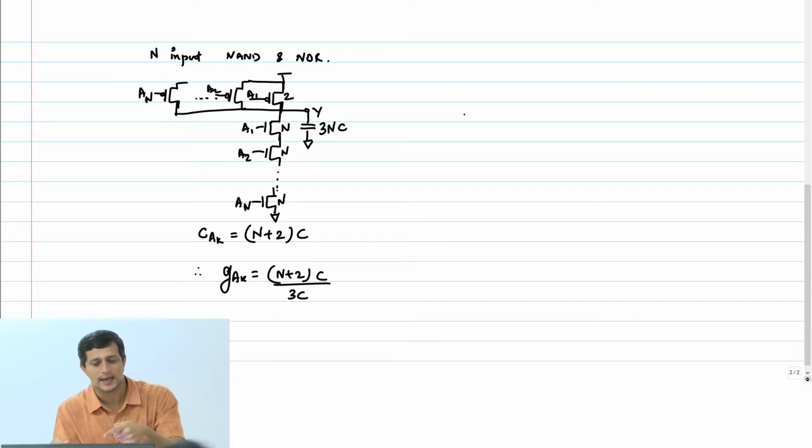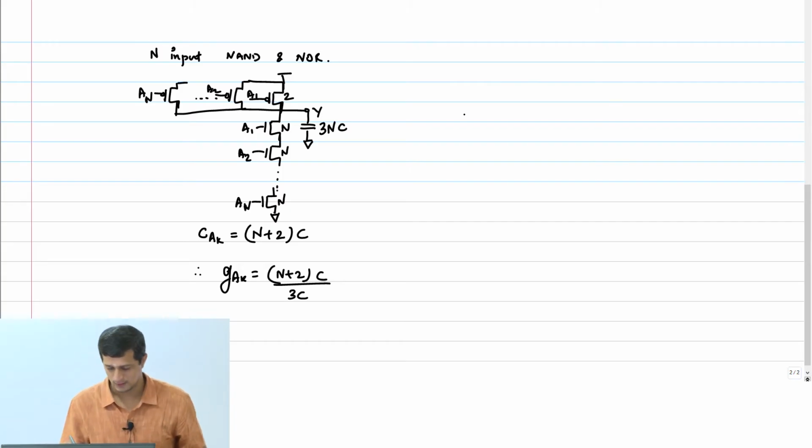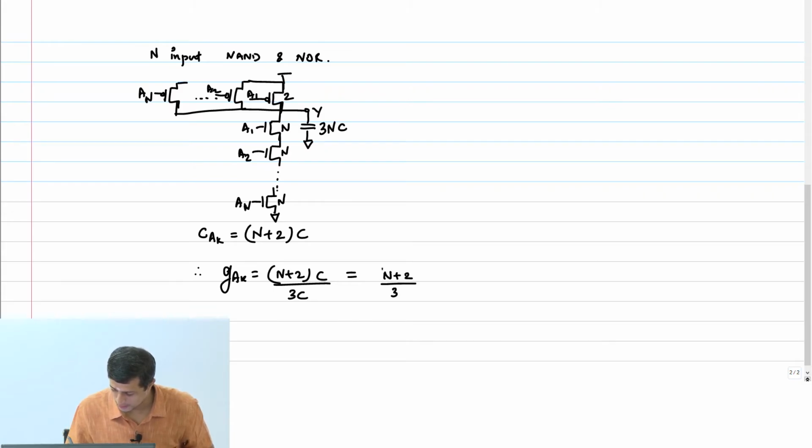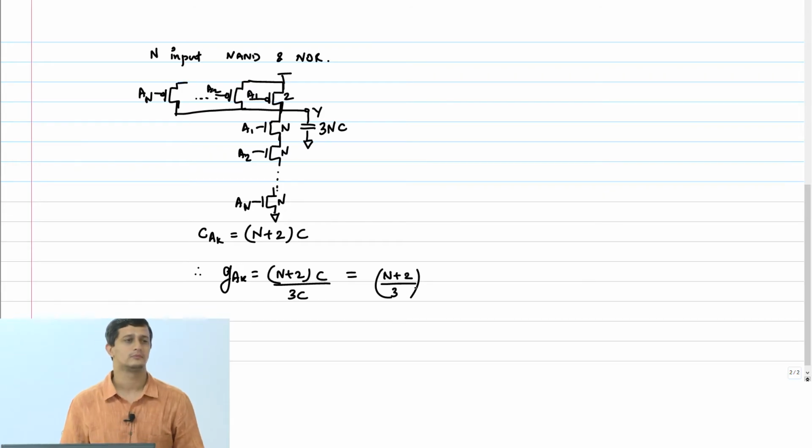Later you will see that I can actually do different sizing for the NMOS and PMOS, in which case the comparison with the reference inverter will be different. That will be a different inverter and therefore you will get a different logical effort. Anyway, so you get now the answer as N plus 2 divided by 3.